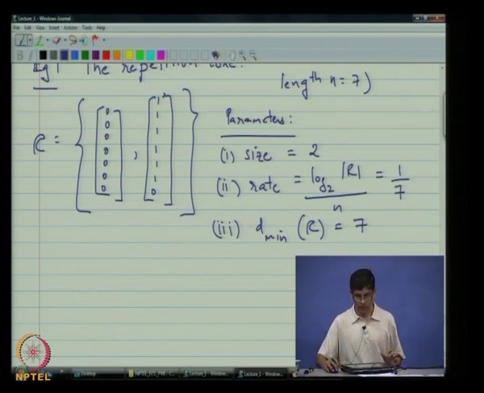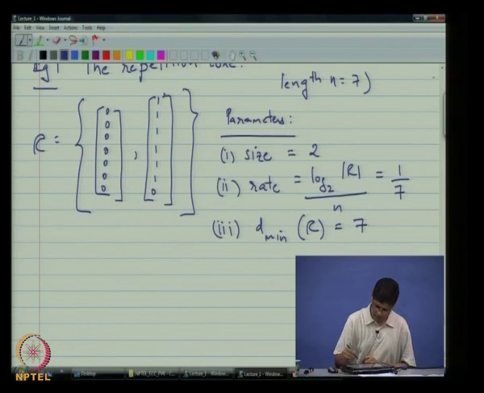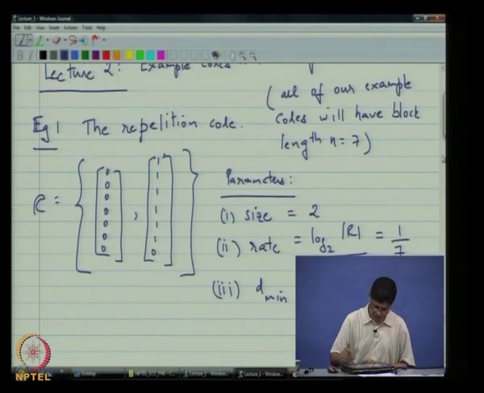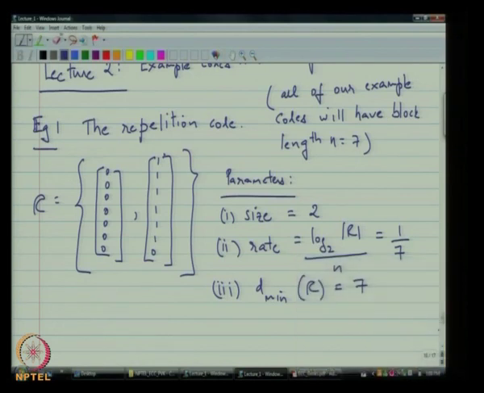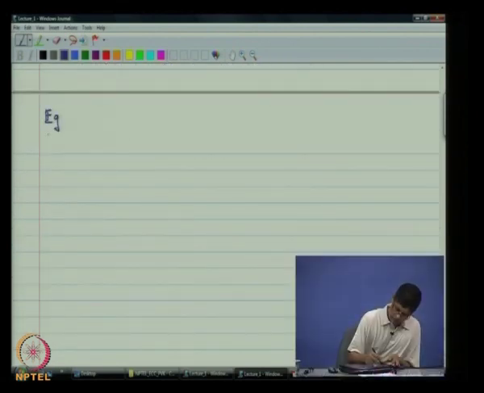So, this of course, since your vectors have length 7, I am sorry, there is one typo here. This 0 should have been a 1, let me just quickly correct that. Yeah. So, in this case the code size is small, but the separation is large. In fact, the separation is as large as can be. Let us go on to our next example.